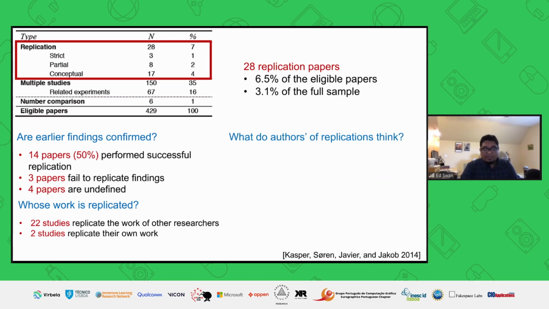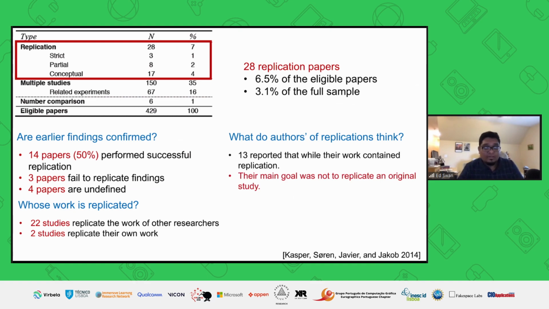They actually did a very interesting thing after their study. After the investigation, they contacted the paper authors of the 28 replication papers and asked for their review: what do authors of replication think? They found that 13 reported that while there was content replication, their main goal was not to replicate the original study.